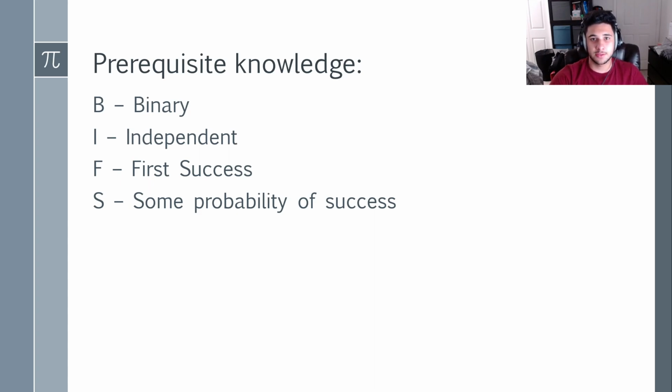However, since we are now talking about a geometric distribution, we now use BIFS. BIF stands for binary, independent, first success, and some probability of success. Binary means two outcomes, either it is a success or it's a fail. Independent is either assumed if stated or not if not stated. First success would be stated in the problem and so would some probability of success.